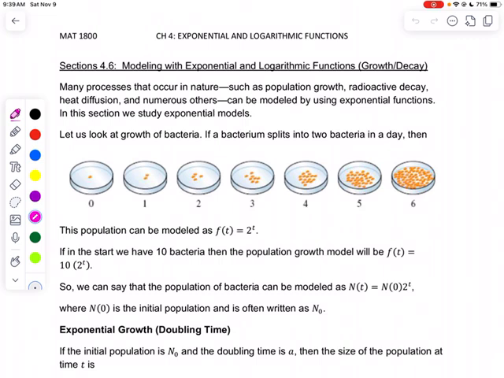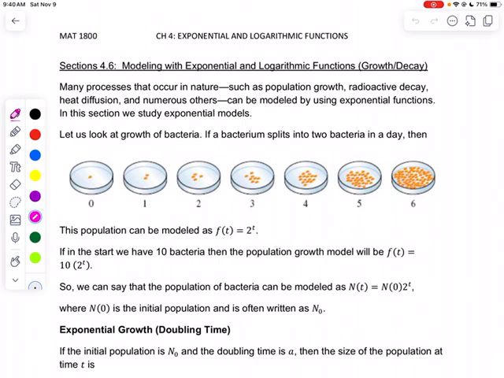working. Okay, so let us start with a look at how bacteria grow. If a bacterium splits into two bacteria in a day, then we would have this situation.